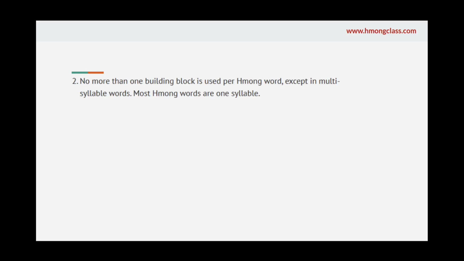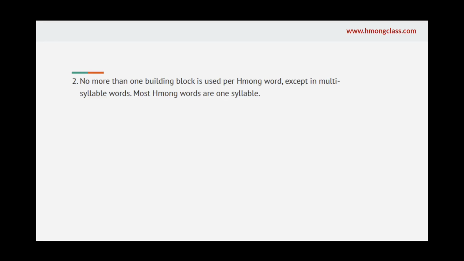Rule number 2. No more than 1 building block is used per Hmong word, except in multi-syllable words. One thing to keep in mind is that most Hmong words are just 1 syllable. So in English, let's say you have a word like sophisticated, 5 syllables. In Hmong, we don't have that. It's rare to have something beyond 2 syllables. Most of the Hmong words are 1 syllable, and even if they are 2 syllables, you're essentially joining 2 Hmong words into a 2-syllable Hmong word.